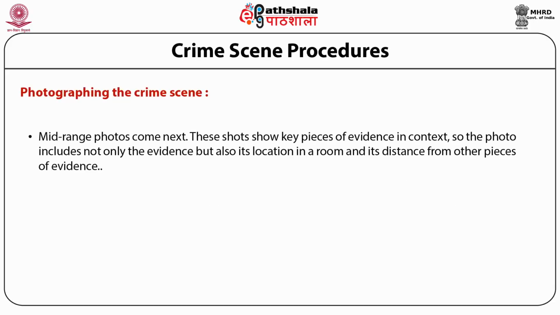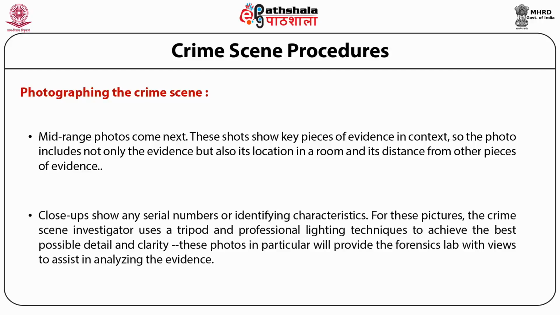Whereas mid-range photos come next. These shots show key pieces of evidence in context, so the photo includes not only the evidence but also its location in a room and its distance from other pieces of evidence. The third type of photograph includes close-ups, which show any serial numbers or identifying characteristics. For these pictures, the crime scene investigator uses a tripod and professional lighting techniques to achieve the best possible detail and clarity.